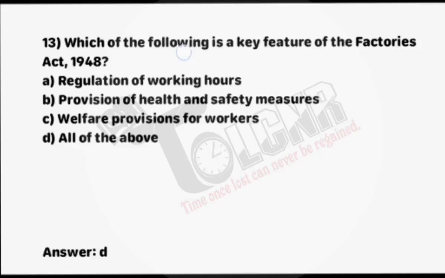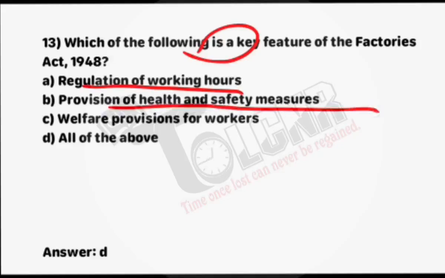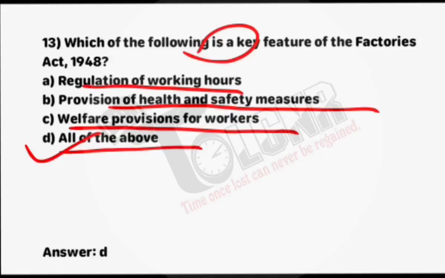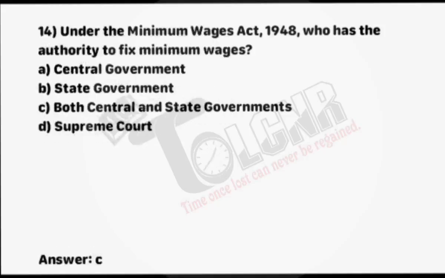Next question, which of the following is a key feature of the Factories Act 1948? First option, regulation of working hours. B option, provision of health and safety measures. C option, welfare provisions for workers. D option, all of the above. D option is correct, all of the above. Regulation of working hours, provision of health and safety measures, and welfare provisions for workers are key features of the Factories Act 1948.